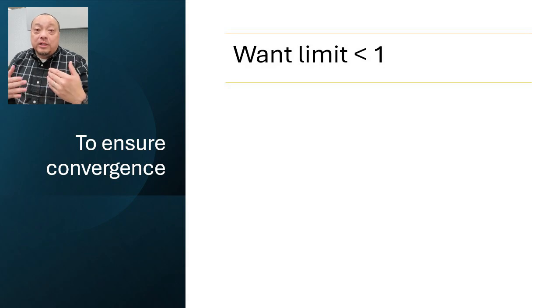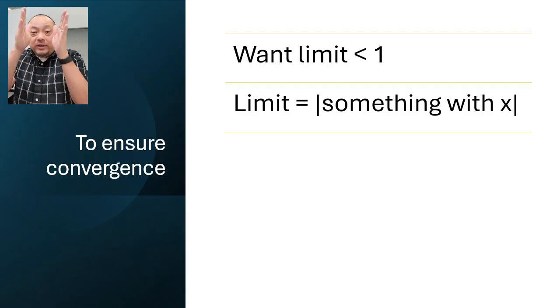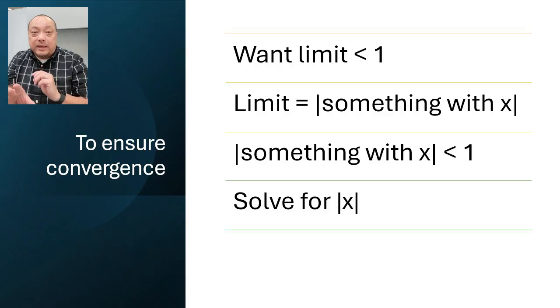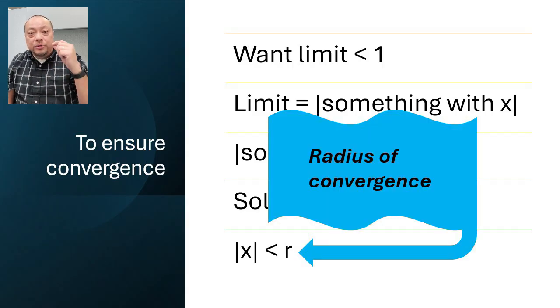We're looking for convergence, right? So we want the limit to be less than 1. So what you do is you write the limit of the absolute value of either ratio or root is less than 1. You work out the limit as n goes to infinity. When you work out the limit, the x is still around. So you end up with an expression in absolute value of x less than 1. Solve for absolute value of x. Then you end up with absolute value of x less than some number r. That number r is your radius of convergence. So if the question asks for the radius of convergence, you're done.